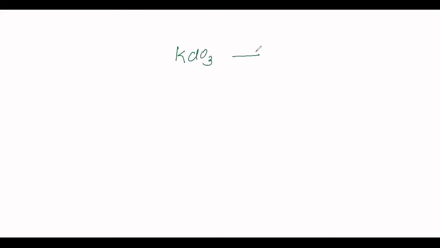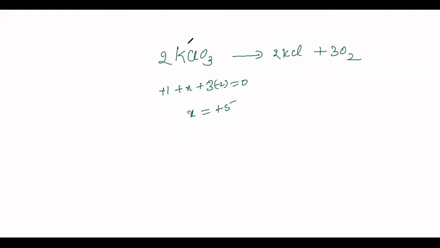KClO3 giving 2 KCl plus 3 O2. This one is that. Okay. So in this reaction, what is the oxidation state of Cl in KClO3? K is +1, plus X, plus 3 into -2, equal to 0. So X should be equal to +5. Am I right? So this is +5. And here it is -1.